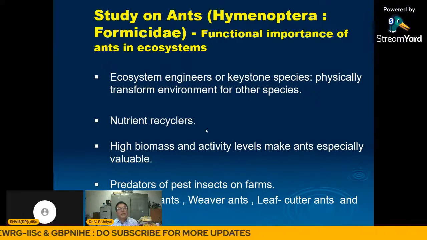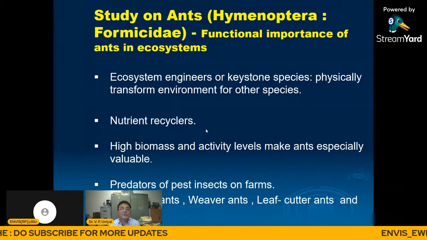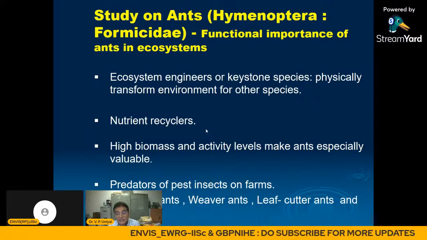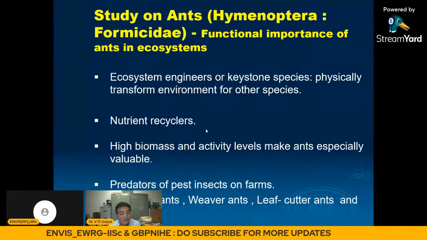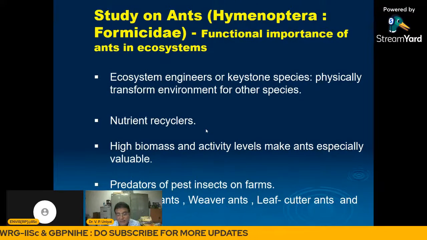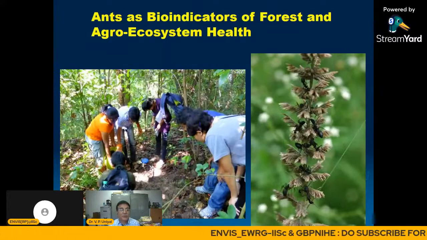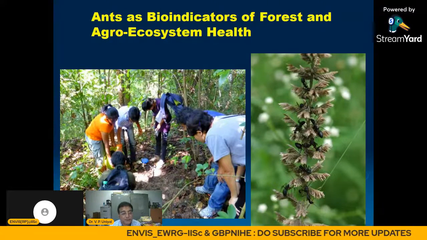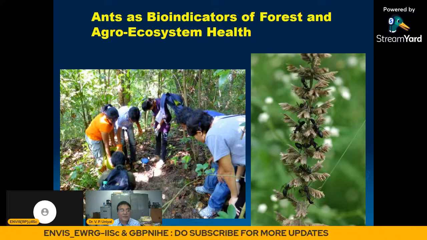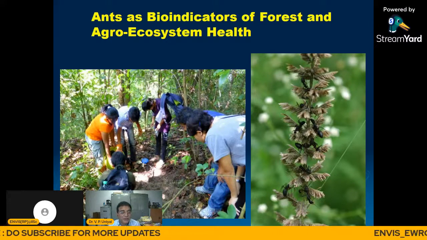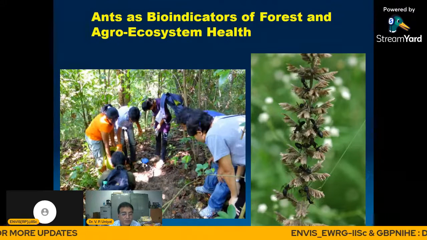Subsequently, we have worked on ants. Ants are ecosystem engineers, keystone species, and nutrient recyclers. High biomass and activity levels make ants especially valuable predators and pests of insect farms: harvester ants, weaver ants, leafcutter ants, and army ants. They make long tunnels inside the soil. We have documented the species of ants on the campus. Nothing is required, only pitfall traps. You put pitfall traps in your kitchen garden or forest area, with some sugar or fish.